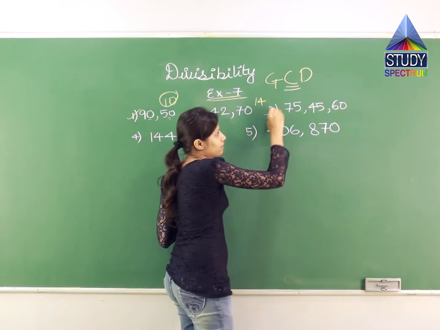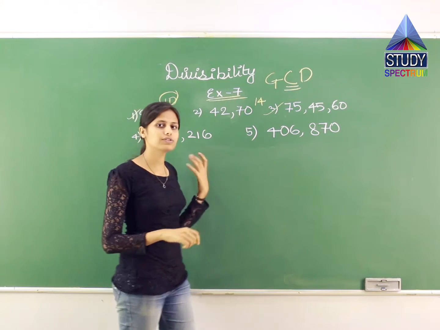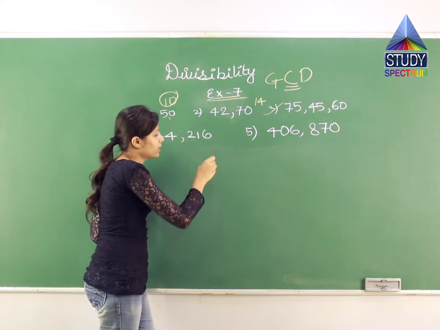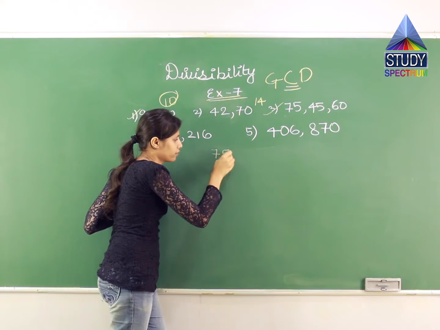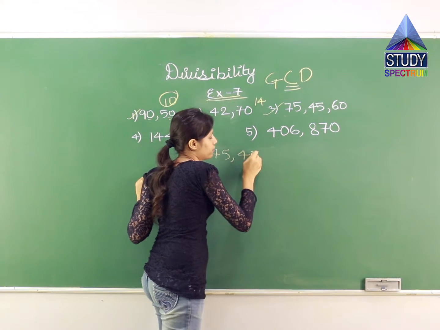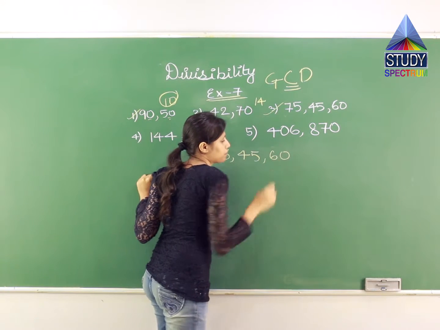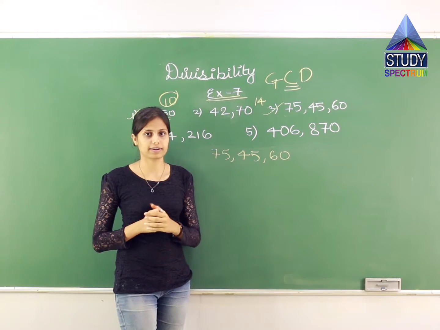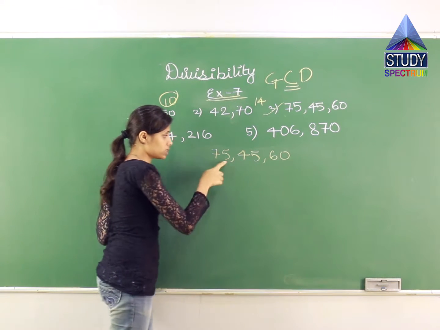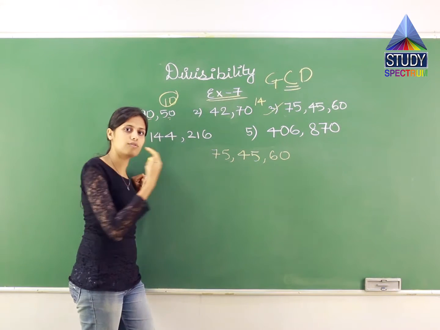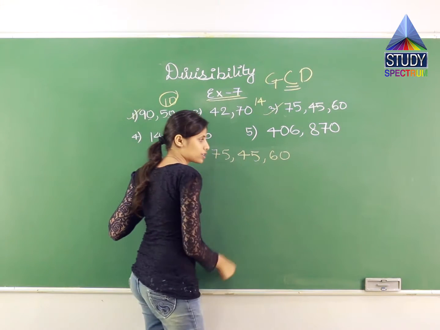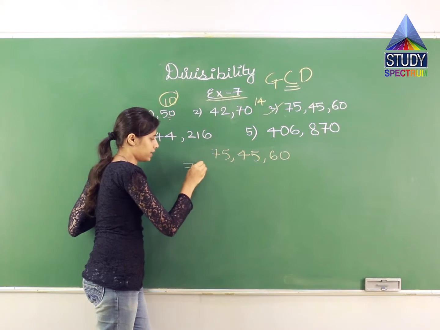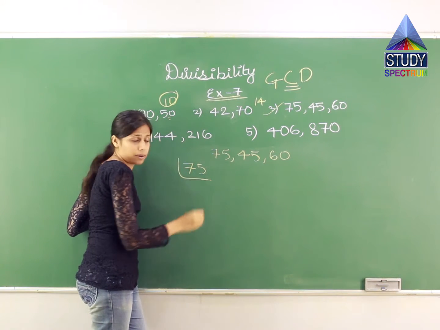नाउ वी विल स्टार्ट विद द थर्ड क्वेश्चन. सेम वी हैव टू फाइंड व्हाट? GCD, दैट इज ग्रेटेस्ट कॉमन डिवाइजर. सो ओवर हियर आई हैव 75, 45 एंड 60. इन सब में से कॉमन डिवाइजर जो सबसे बड़ा है वो मुझे फाइंड करना है. राइट? सो व्हाट आई विल डू इज, पहले मैं फैक्टराइजेशन मेथड से ऑल फैक्टर्स ऑफ 75, ऑल फैक्टर्स ऑफ 45, ऑल फैक्टर्स ऑफ 60.